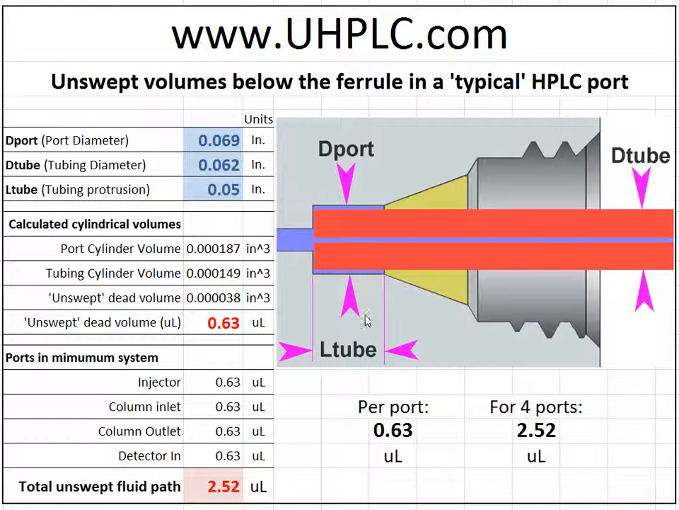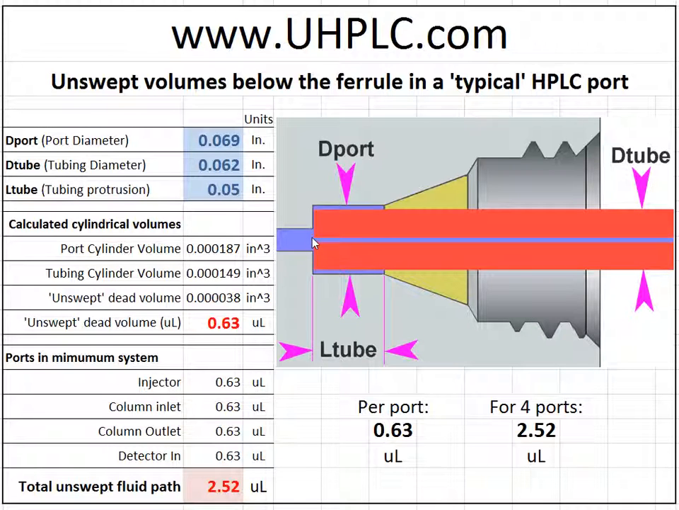We're looking here at a shortened HPLC port and calculating the dead volume here, which is trapped below the ferrule, shown in yellow here. So we have the red tubing coming through the center of the port. The nut which compresses the ferrule in yellow here is not shown, but the red section is tubing. The blue section is fluid passing through the tubing.